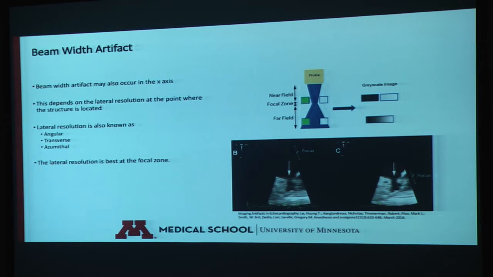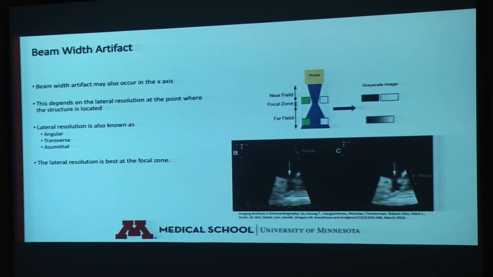So beam width artifact would also apply to the x-axis. So in this case, lateral resolution becomes the issue. Lateral resolution is also known as angular, transverse, or azimuthal resolution. This is best at the focal zone, and that's why we have a focus on the ultrasound machine, where we can take it up and down depending on the area of focus, the area that we're trying to look at.